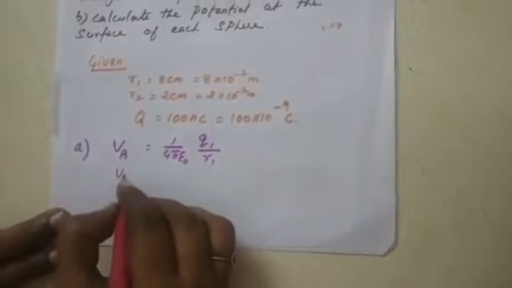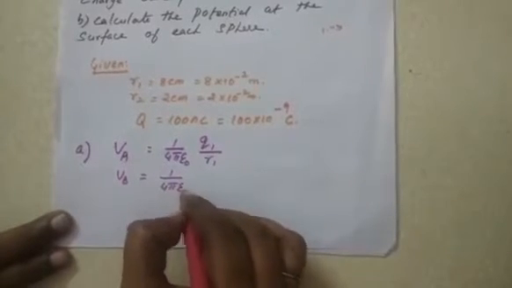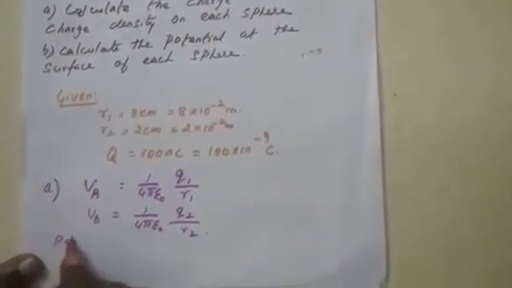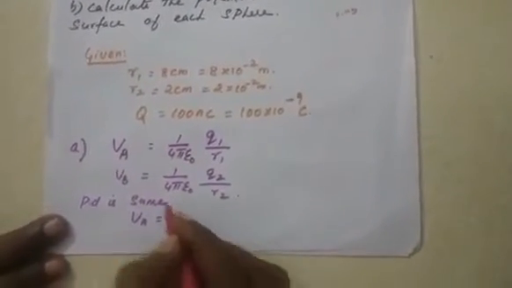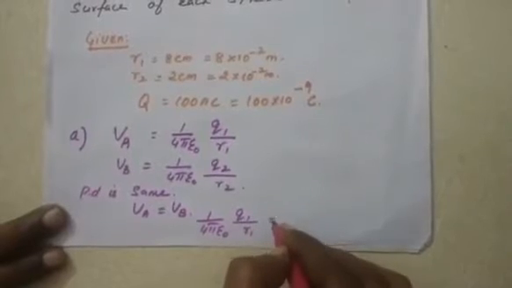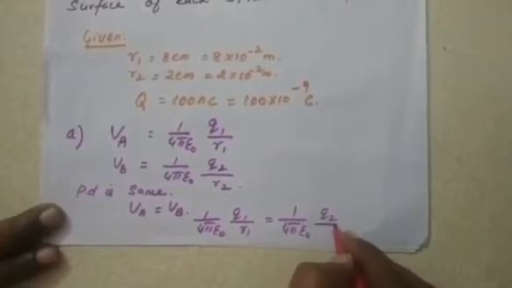Then the potential at sphere B is equal to 1 by 4 pi epsilon naught Q2 divided by R2. But when they are connected by the wire, the potential is the same. The potentials of the two will be the same when connected by a wire. So VA is equal to VB. Substituting, 1 by 4 pi epsilon naught Q1 divided by R1 is equal to 1 by 4 pi epsilon naught Q2 divided by R2.